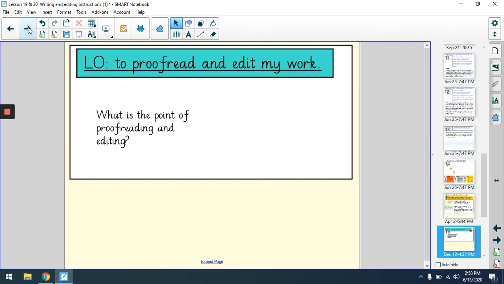So tomorrow, the focus is on proofreading and editing your work, and really think about what's on your success triangle and on that features grid to ensure you can improve it by adding in more with purple pen.